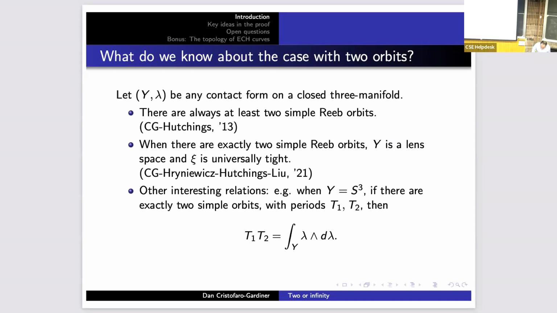Okay. So any questions or anything like that? Yeah. How often is it, I don't know much about it, how often is it that the first Chern class of the contact form is torsion? Right, that's a great question.